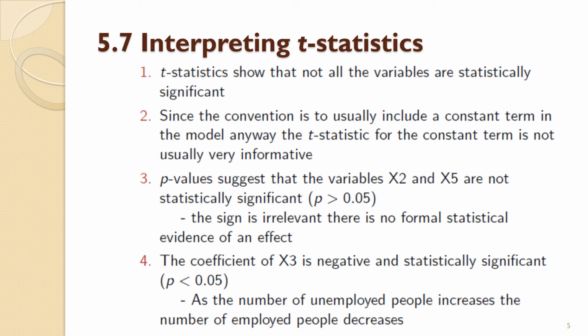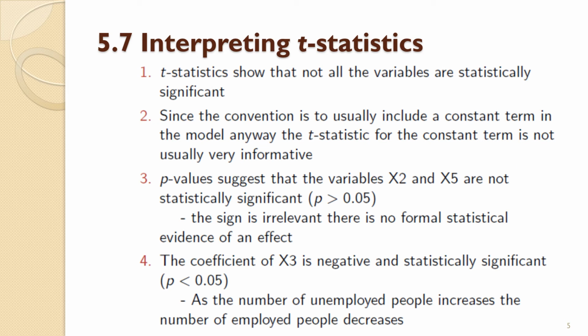And then in contrast, the coefficient of x3 is negative and statistically significant, precisely because p is less than 0.05. Visually, you have an asterisk beside the x3 in the table, and this would indicate that as the number of unemployed people increases, the number of employed people decreases. So almost a complete truism, but at least you haven't got an obvious contradiction at this point.